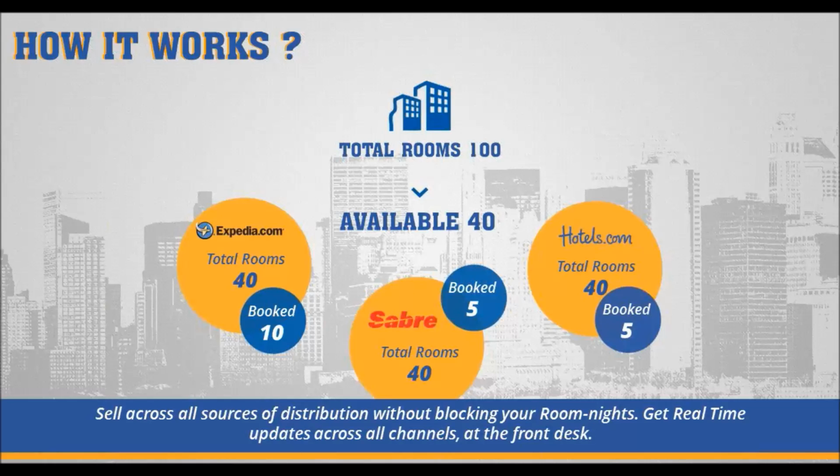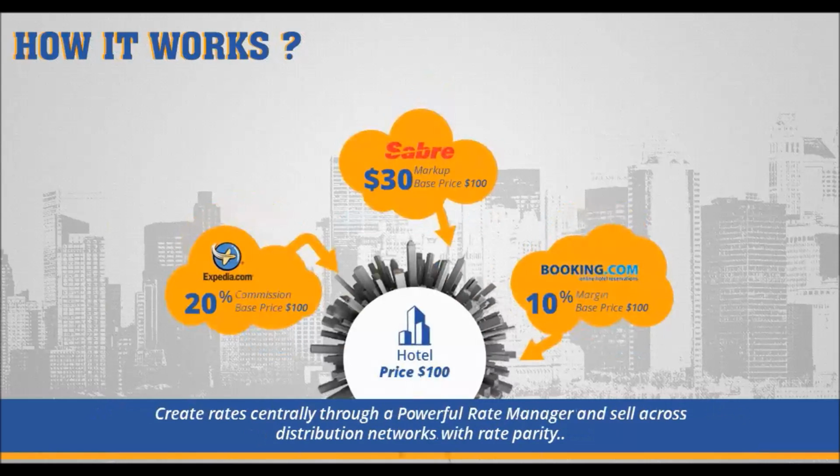You will be able to allot maximum possible inventory across all channels, which will bump up your listings with quite a few OTAs that have allotments as a significant factor in deciding the position they would give on their portals. This will further help you get better online visibility and hence better brand awareness. You will now be able to sell across all sources of distribution without having to block your room nights, and get real-time updates across all the channels at the front desk.